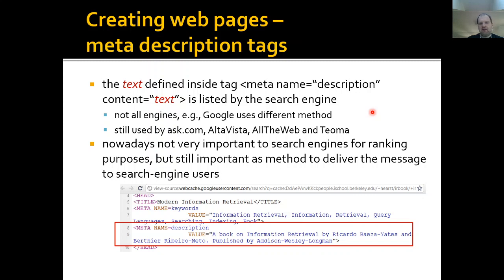So to at least have some minimal notion of structure or content, we could use meta text, using name and value. So we can define keywords, description, and so on. And this should be somehow reflected by the search engine. But basically nowadays this is not used, because it could be misused.